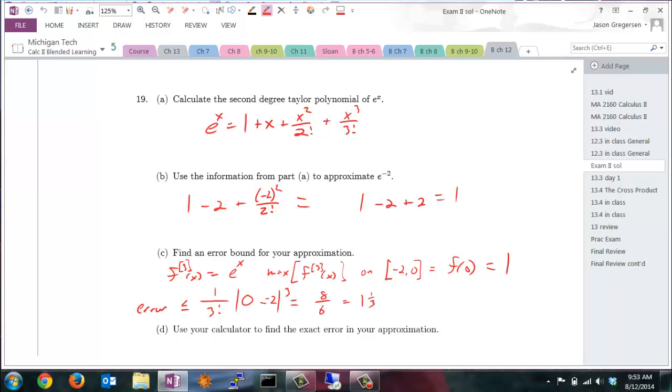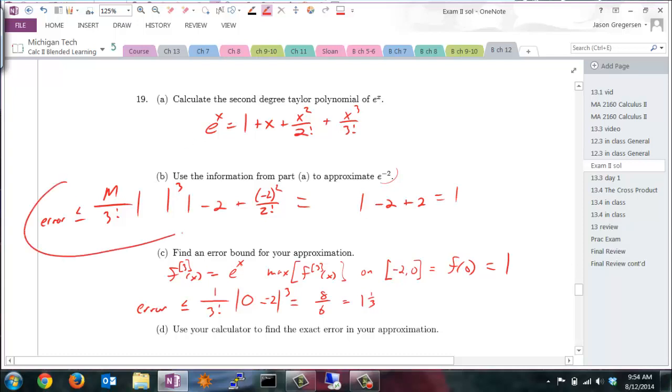So we're trying to find the error bound for our approximation. And we use e to the x centered at 0 as our approximating Taylor series. And we're trying to approximate e to the negative 2. Our formula for the error bound says the error is less than or equal to the maximum value, we'll call it M, over, since we use a second derivative Taylor polynomial, 3 factorial, times the absolute value of the interval raised to the 3rd power. So this is our general expression for the error term. So far so good?